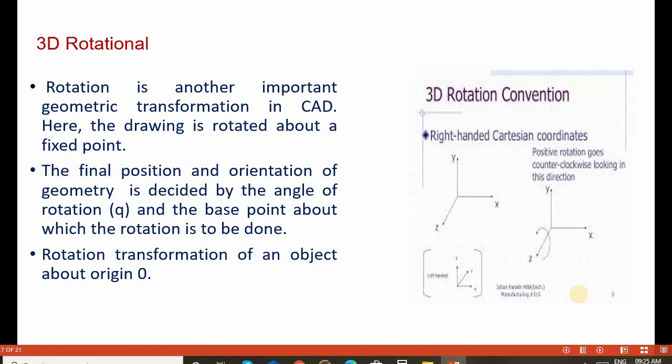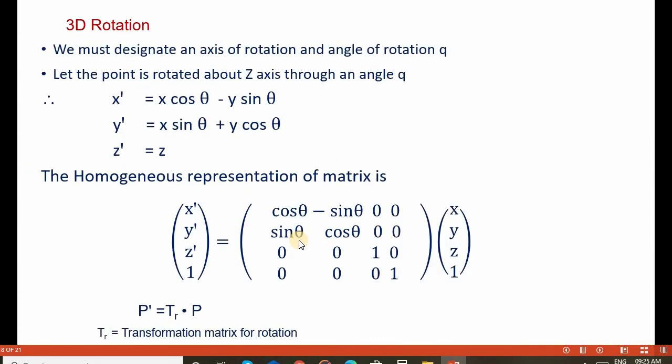Rotation is another important geometric transformation in CAD. Here the drawing is rotated about a fixed point. The final position and orientation of the geometry is decided by the angle of rotation and the base point about which the rotation is to be done. We already discussed these factors in 2D rotation. The rotation transformation is about the origin, which is the base point, called the pivot point. In 3D rotation, we must define the axis of rotation and the angle of rotation. Let a point be rotated about the axis through the angle theta.